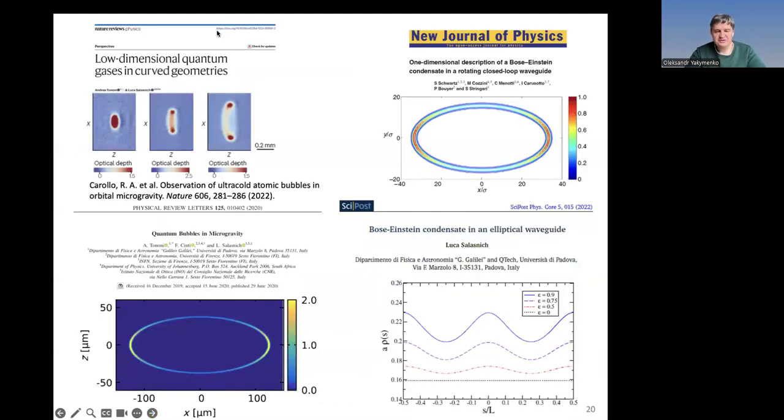And one more additional motivation for considering this system is the so-called quantum bubbles. What is a quantum bubble? On the International Space Station, they do some physical experiments, and one of the experiments is the experiment with Bose-Einstein condensates.